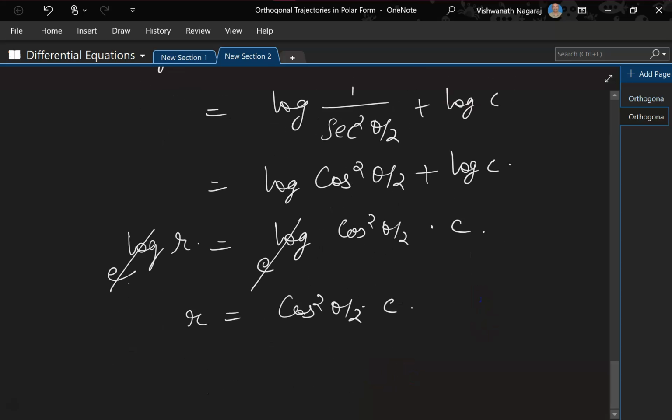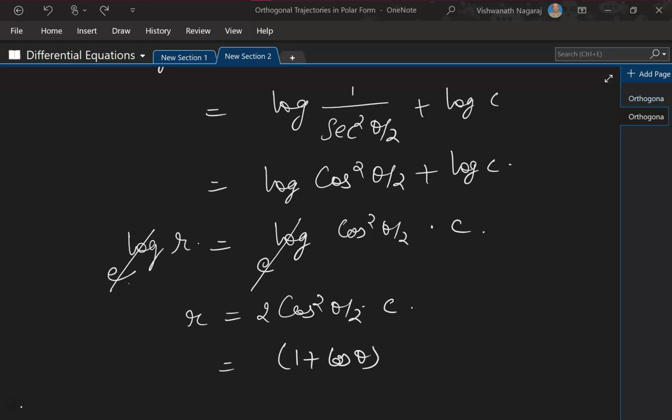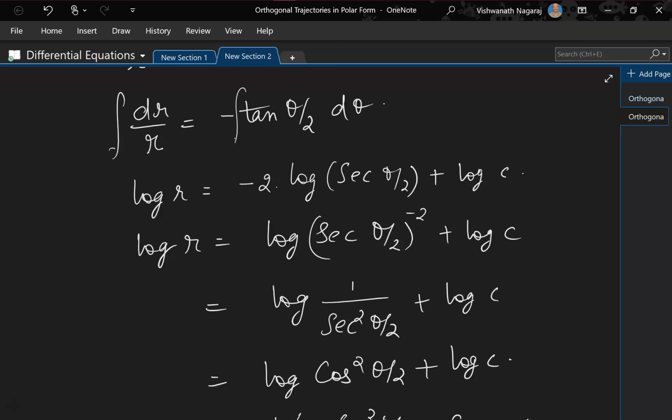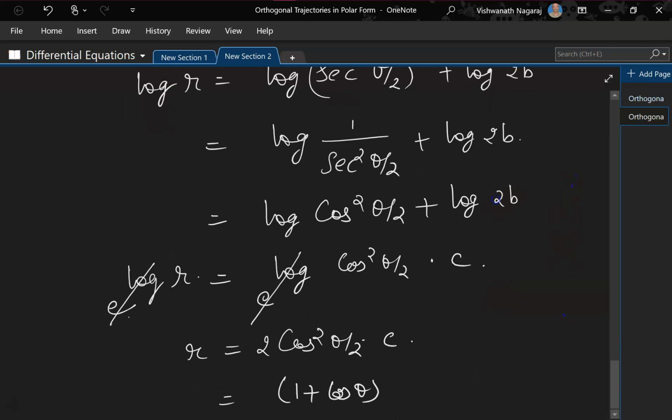Now comes the tricky part. We can leave it as it is, or what we can do is, there is some identity where we can simplify it a little bit further. If we have 2 cos square theta by 2, then this would become 1 plus cos theta. Now I can't just bring in 2 from anywhere, right? So what I'll do is, to get that 2, this constant which I came with, instead of c, I'll say it is actually 2b. So this becomes 2b.